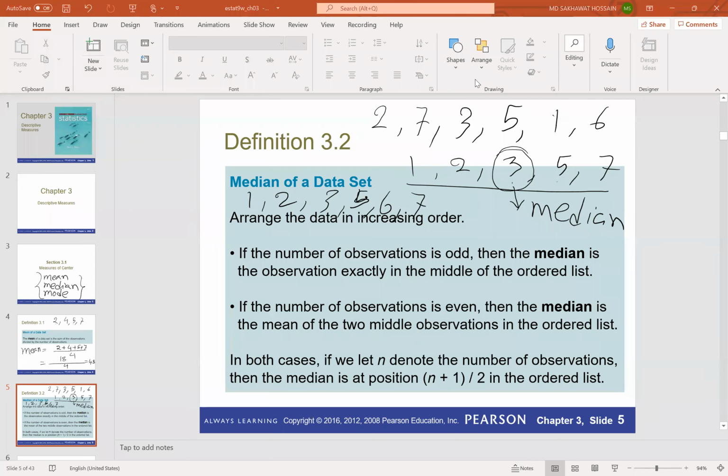Yes, we have 2 values in the middle, right? So we have 3 and 5 in the middle. So now in this case, the median is the average of these 2 numbers.